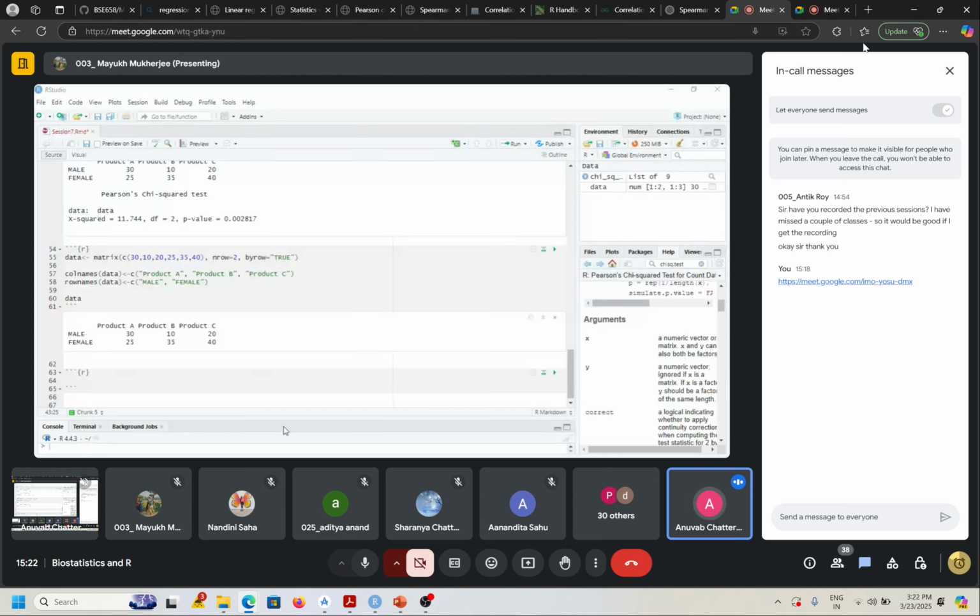Okay, so I thought you were trying between the weight and the cylinders that we were talking about. So that is not significant because it is 0.35, and as we know, it should be 0.05 or lesser to be significant. Yeah, go ahead.